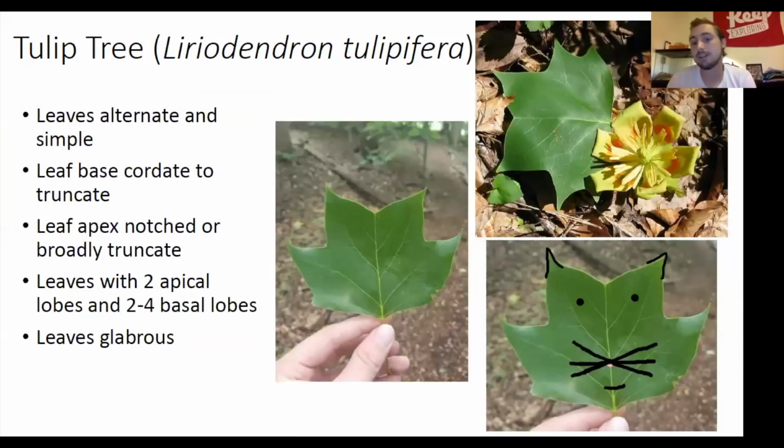Our tulip tree, I think, is interestingly shaped. I like to imagine it is shaped like a cat's face. You'll see my little illustration down here on the right.